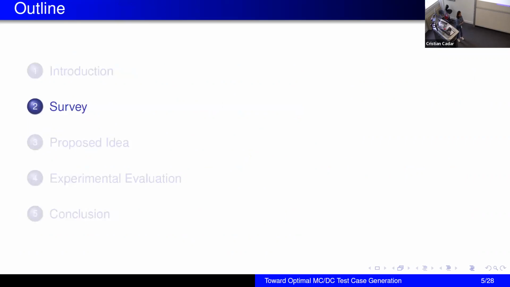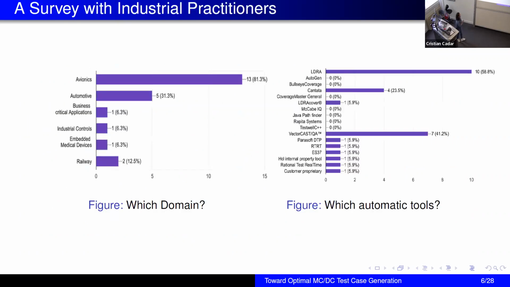Now we will see a survey. In our survey, we have participants from different industries like avionics, automotive, medical devices, and railways, but the majority of our practitioners are from the avionics domain. Then we listed several MCDC tools, and among those we can see that LDRA and VectorCAST are the two most popular ones.